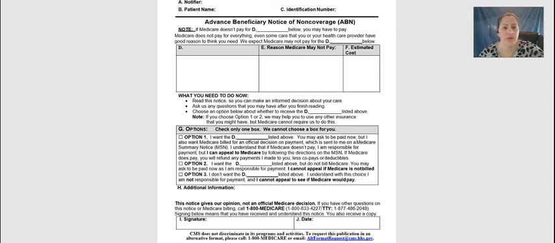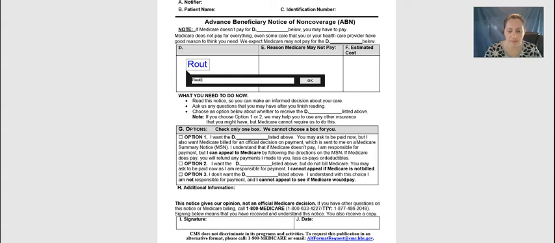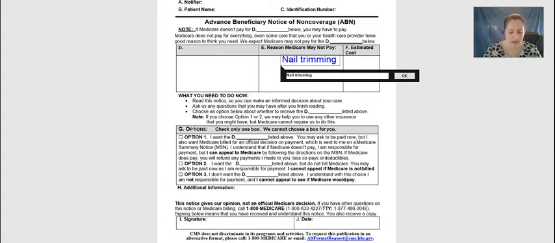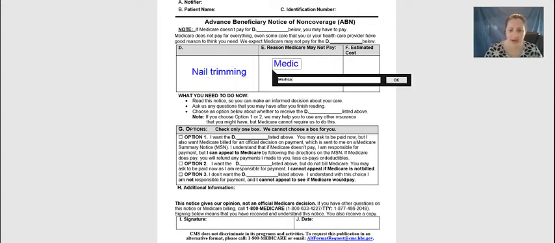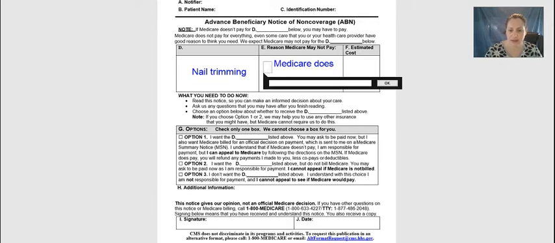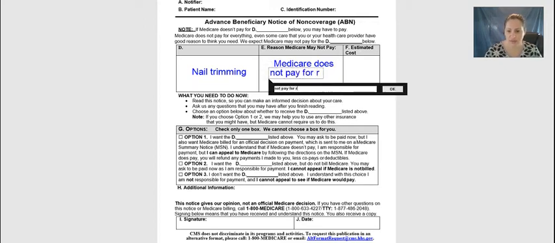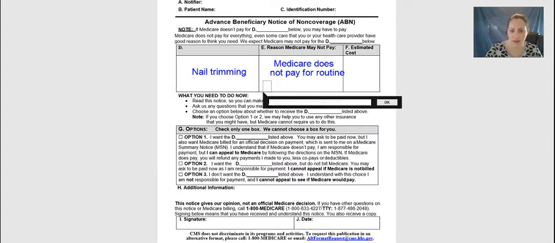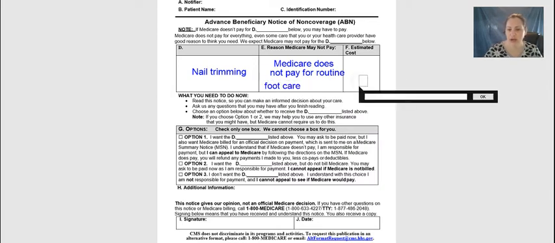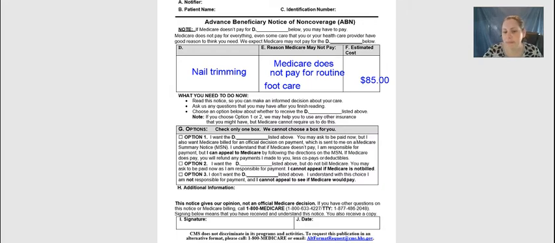So what we're going to do is put in here routine foot care, nail trimming. We're just going to put in nail trimming. Medicare does not pay for routine foot care. And we're going to tell them that it's $85. Okay. So then we're going to read this. D, E, F. Medicare does not pay for nail trimming below. You may have to pay.